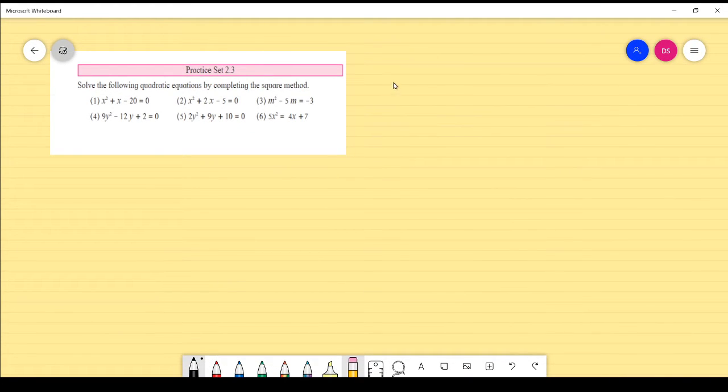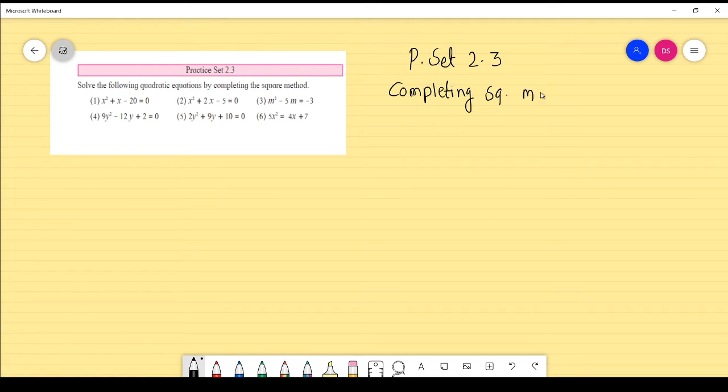For today's session, we are going to solve practice set 2.3. So, what exactly is the specialty of practice set 2.3? This practice set is the solution method for solving the roots of a quadratic equation with the help of the completing square method. That is very important. Completing square method, this is very important.